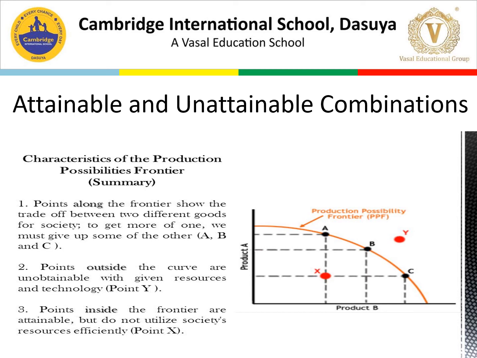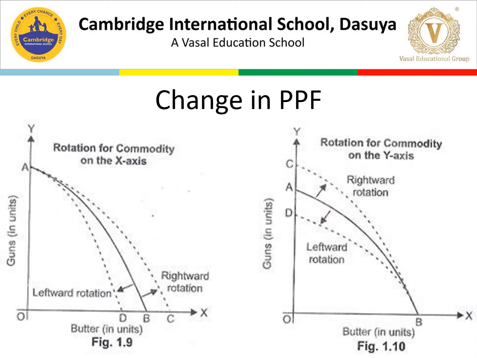This point can lie with the improvement of technology and full utilization of resources on the production possibility frontier. So this is all about the attainable and unattainable combinations. Now the next topic is change in PPF. When we talk about the change, there are two types of changes that occur in PPF.